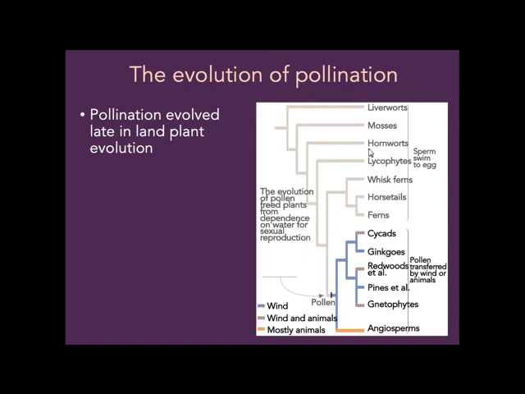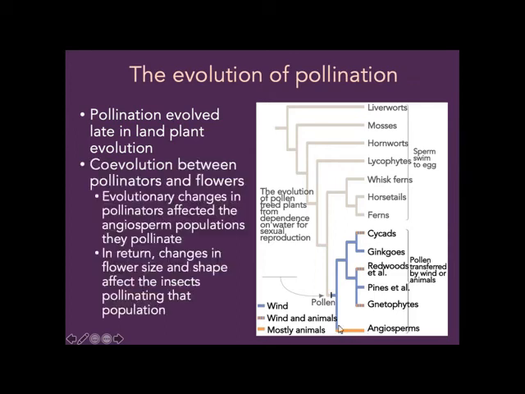All right. So we can see here, these are all the land plants, and this is where we first see pollen. Pollen is distributed in a bunch of different ways throughout the gymnosperms. It is usually by wind or by some combination of wind and animals. But angiosperms have evolved a system where mostly their pollen is spread by animals.